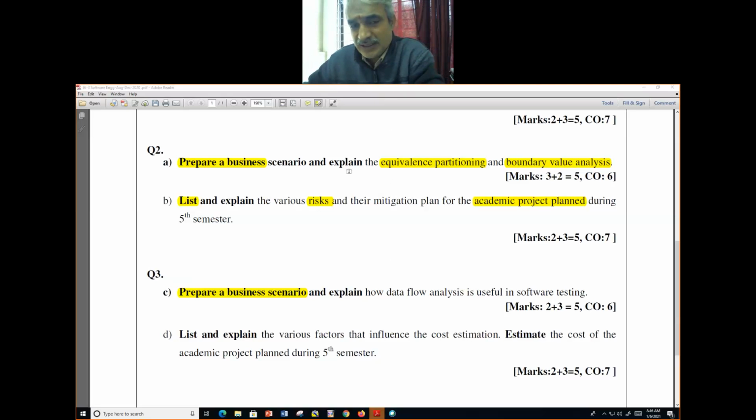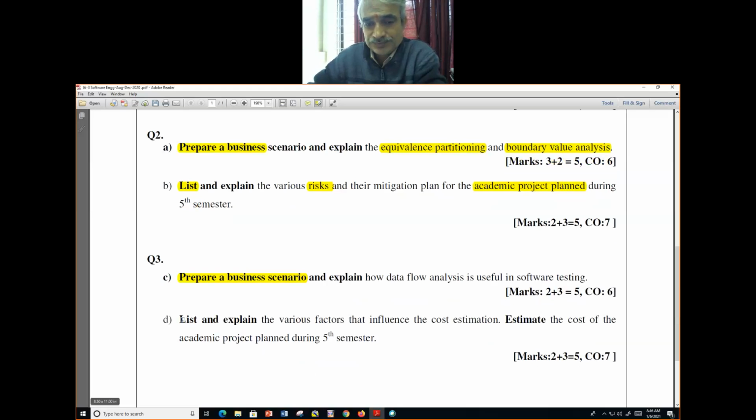Okay, now let's get into the last part. List and explain the various factors that influence cost. This is generic. The various factors that influence the cost estimation of software product development include the following, listed below: 1, 2, 3, 4, 5, 6. That's the end of that.